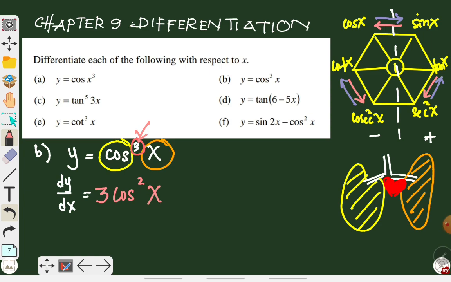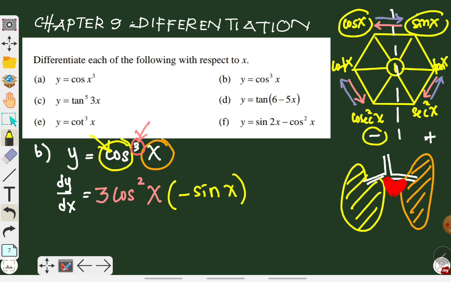Next, let's differentiate the yellow color. Differentiate the cos x, let's refer to this yellow hexagon. Differentiating cos, the arrow will turn to the sine, and be careful, this is a cos at the negative side, so you get negative sine. Next, you copy back the orange color. And the final one, let's differentiate the x. The derivative of x is 1. So finally, dy dx equals negative 3 sine x times cos squared x.